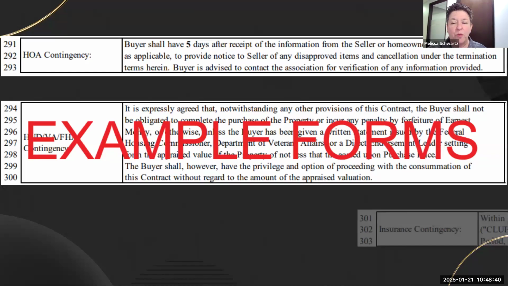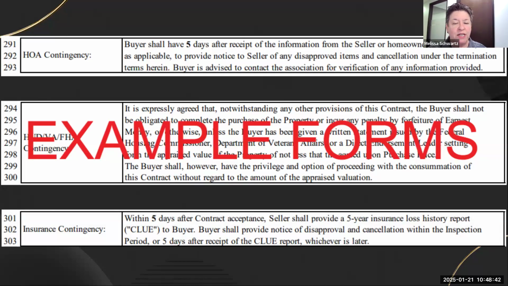This is regarding the appraisal actually there. Insurance contingency, seller shall provide, so this is one I have an issue with. Seller shall provide a 5-year insurance loss history report, "CLUE," to buyer. So this actually does say insurance loss history report. That is not how it came through on the other document.